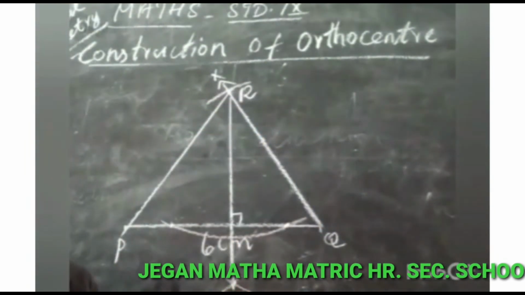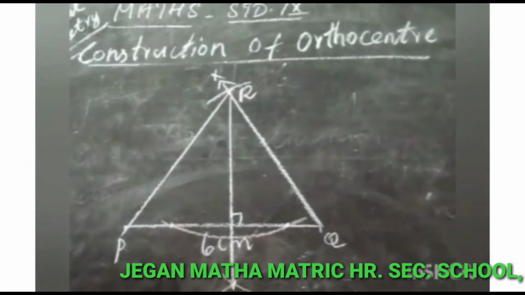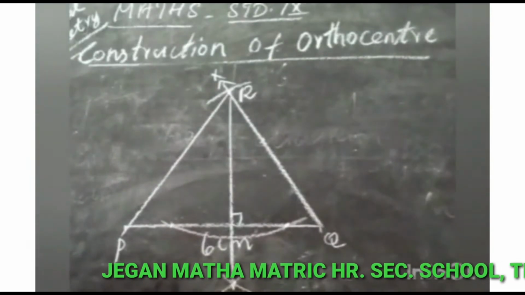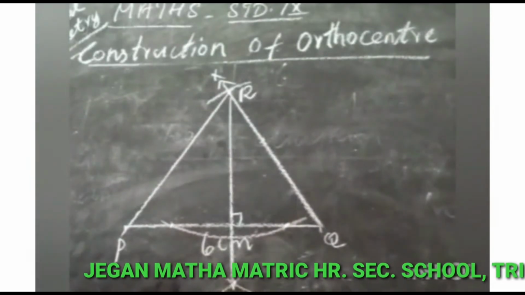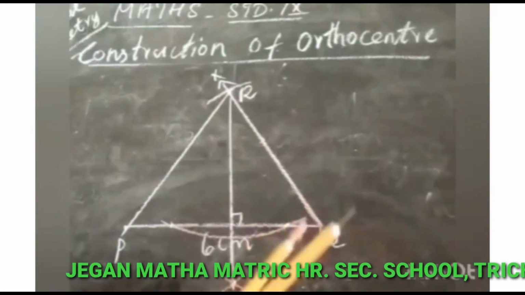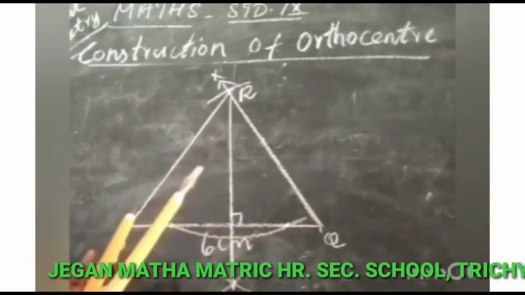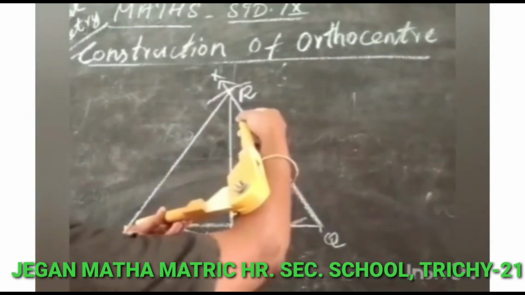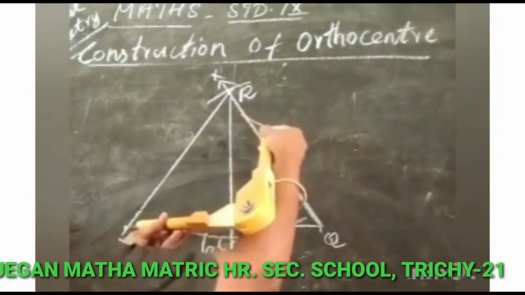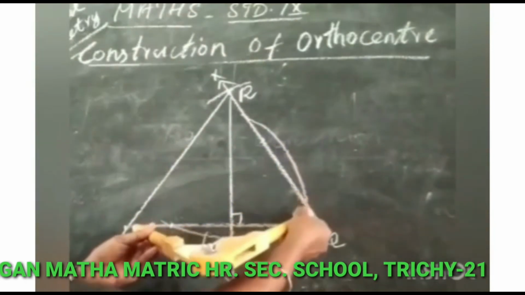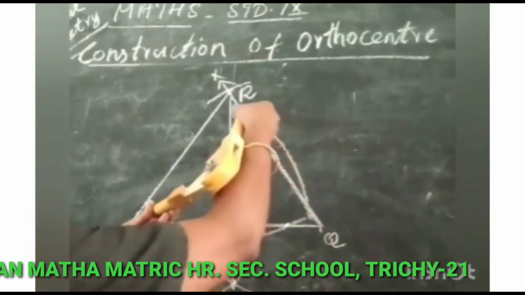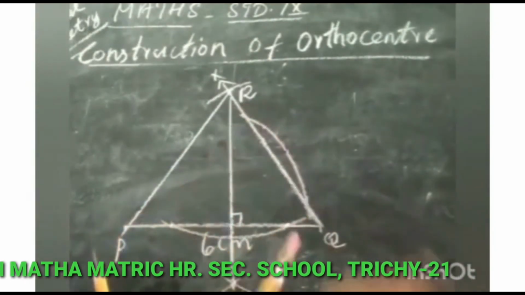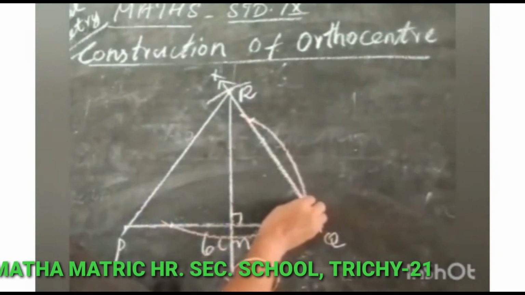Now you can select another side. To draw the altitudes, you only have to select any two sides. Okay, now I am selecting the QR. In the same way, you can keep your compass on the P and draw a big arc like this. Here you can mark the 2 points.